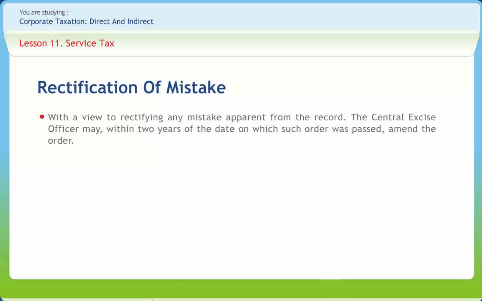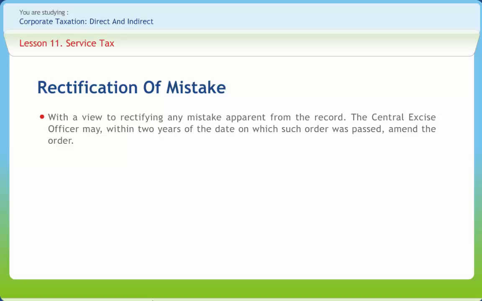With a view to rectifying any mistake apparent from the record, the Central Excise Officer may, within 2 years of the date on which such order was passed, amend the order. Where any matter has been considered and decided in any proceeding by way of appeal or revision relating to an order referred to in subsection 1, the Central Excise Officer passing the order may, notwithstanding anything contained in any law for the time being in force, amend the order under that subsection in relation to any matter other than that matter which has been so considered and decided.